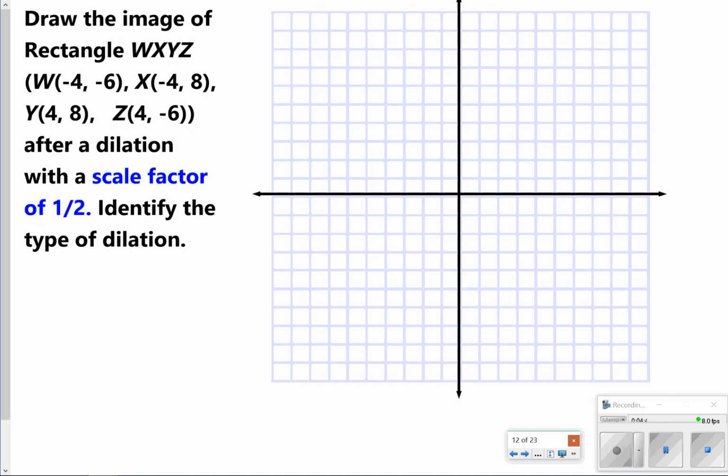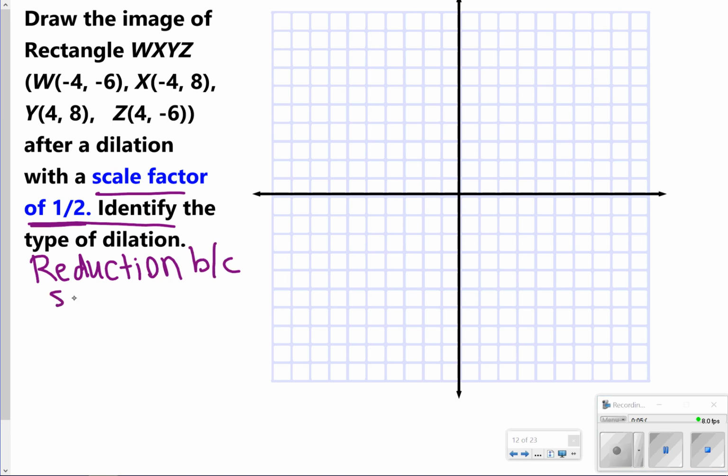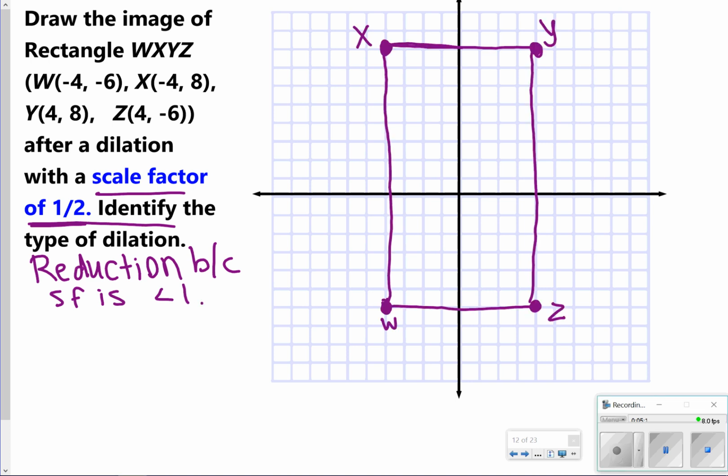The next thing we're going to talk about is whenever we have a dilation that's smaller than 1, and we're going to talk about the scale factor of 1/2. Remember, anything that's less than 1 will get smaller. So this is definitely going to be a reduction because your scale factor is less than 1. So what I'm going to do first is plot the original points.